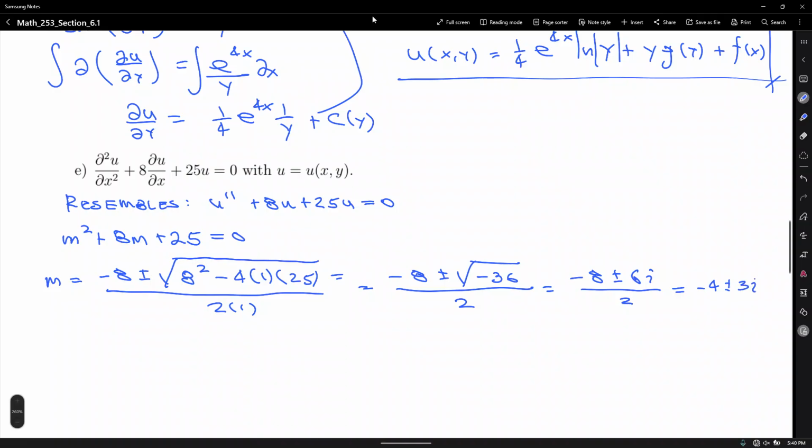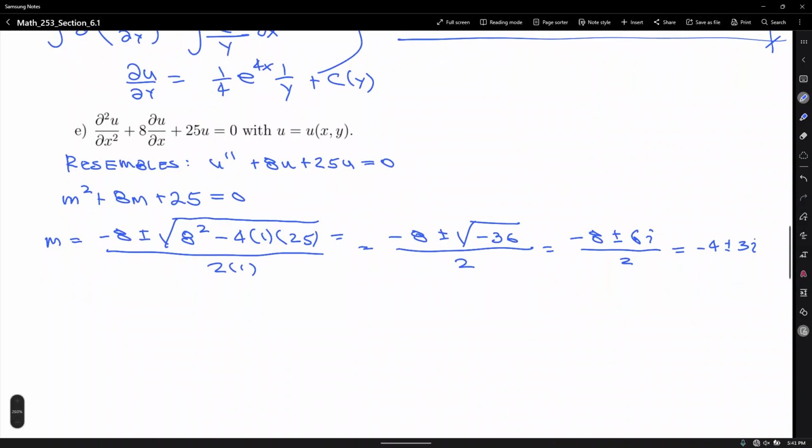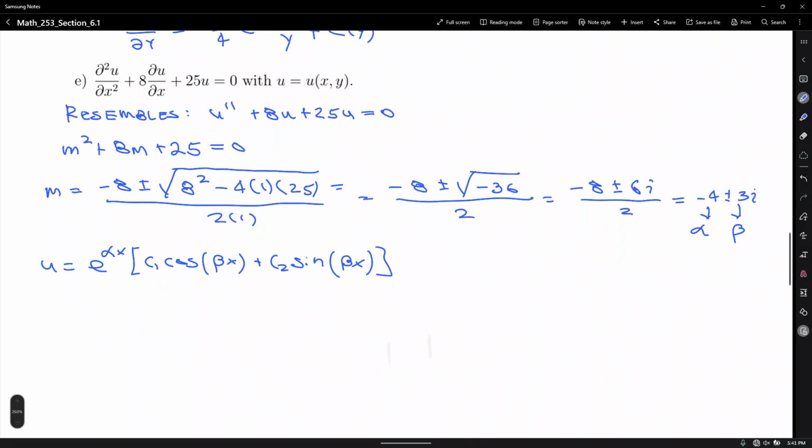All right. So what was the solution to this kind of equation? And notice in this case, we're looking for a function of x and y, and the variable that changed in this case is x. So we can simply go, okay, what was that? Remember the alpha? Remember the beta? So u equals e to the alpha x times C1 cosine beta x plus C2 sine beta x, okay? And just substitute what you know, all right?